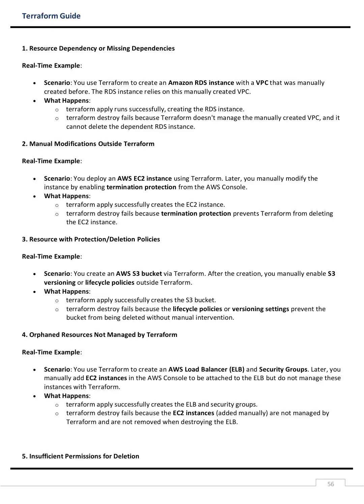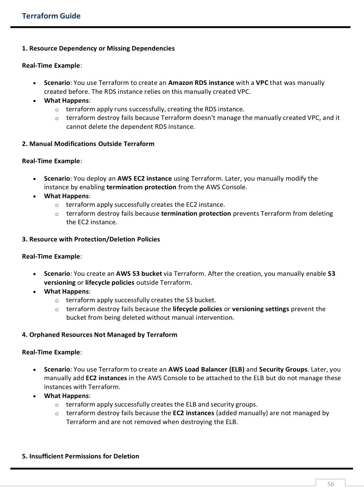4. Orphaned resources not managed by Terraform, real-time example. You use Terraform to create an AWS load balancer, ELB, and security groups. Later, you manually add EC2 instances in the AWS console to be attached to the ELB, but do not manage these instances with Terraform. What happens? Terraform apply successfully creates the ELB and security groups. Terraform destroy fails because the EC2 instances added manually are not managed by Terraform and are not removed when destroying the ELB.